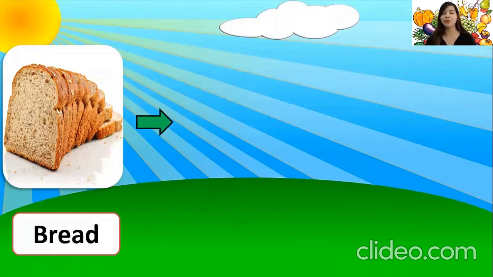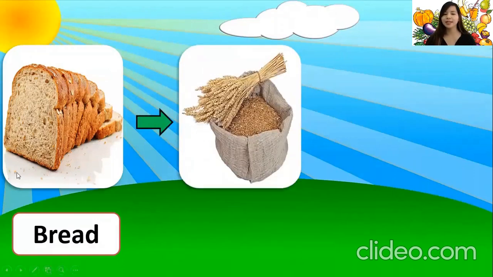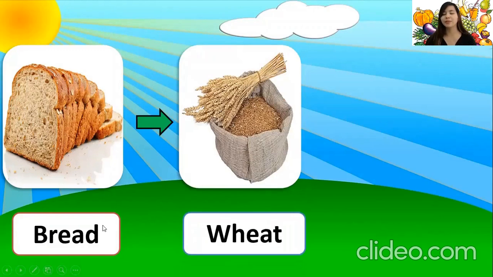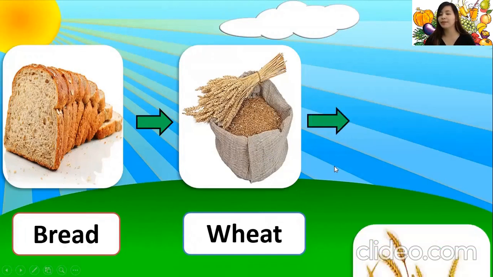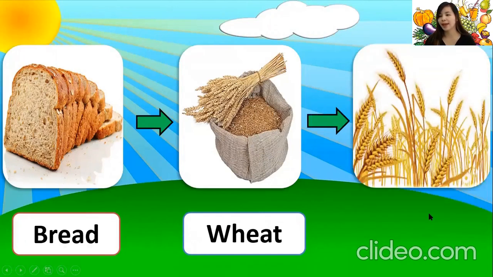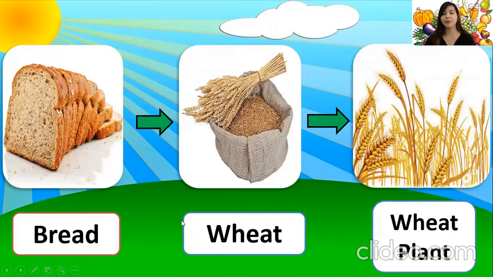Okay, it's the same with the rice. Bread comes from the wheat grains also. Again, bread comes from wheat grains, and wheat grains come from the wheat plant.